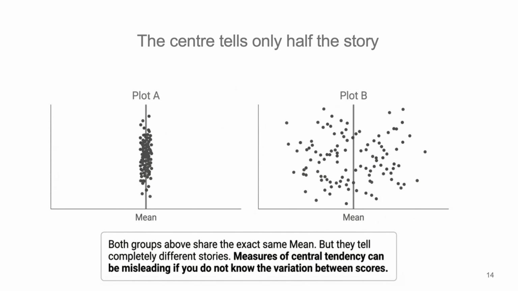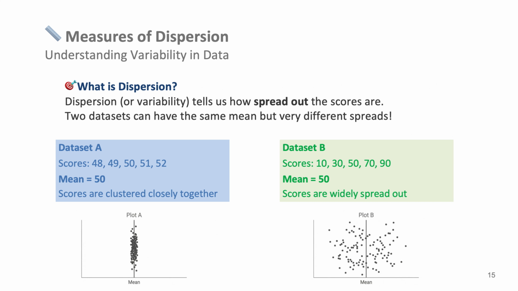But here's the thing. Knowing the center of the data only tells us part of the story. We also need to know how spread out the data is. And that's where measures of dispersion come in. Dispersion basically means variability or spread. For example, two classes could both have average scores of 50, but one class might have scores really close together, while another class has scores all over the place. So even though the averages are the same, the data is actually very different.